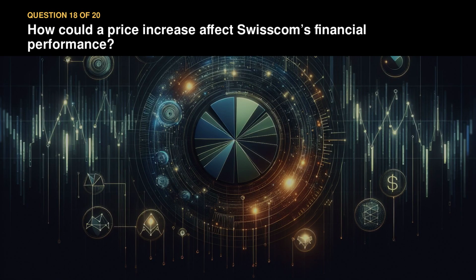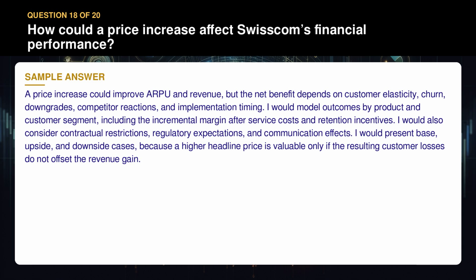Question 18. How could a price increase affect Swisscom's financial performance? A price increase could improve ARPU and revenue, but the net benefit depends on customer elasticity, churn, downgrades, competitor reactions, and implementation timing. I would model outcomes by product and customer segment, including the incremental margin after service costs and retention incentives. I would also consider contractual restrictions, regulatory expectations, and communication effects. I would present base, upside, and downside cases, because a higher headline price is valuable only if the resulting customer losses do not offset the revenue gain.